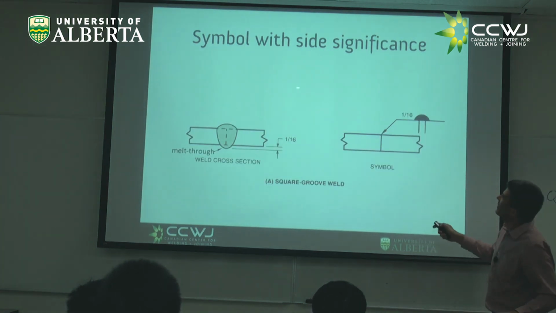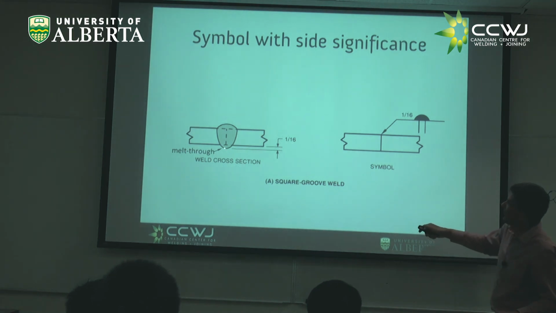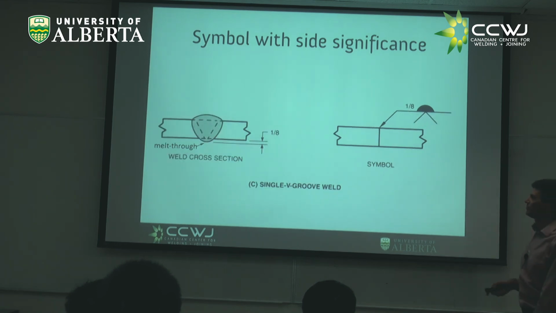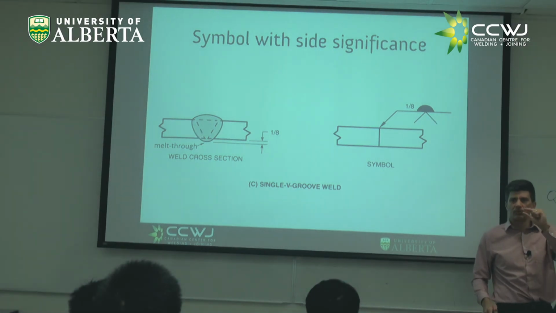Okay, so symbols with side significance. You see the melt through here? Here they put this little black dome there. And again, funny, why? If the melt through is here and you put the arrow, right? This means the other side. This means this side. A single V groove weld. Here you have the melt through too. What does this 1/8 mean? This 1/8 right next to this melt through means the depth, how much you want the melt through to stick out.